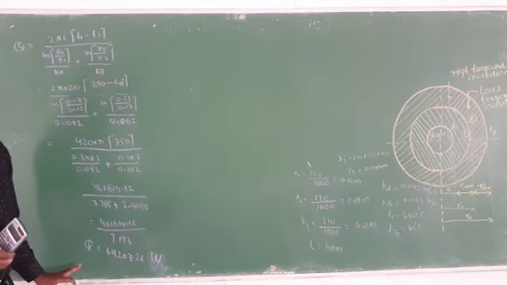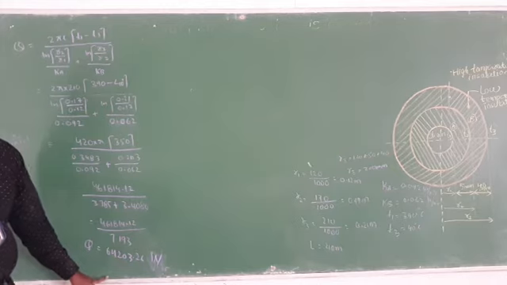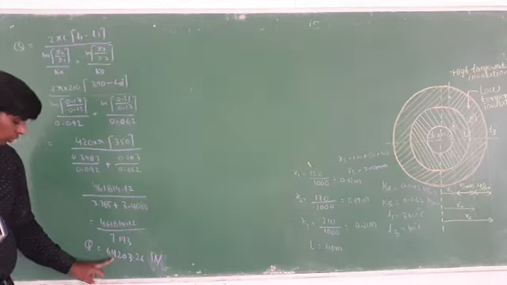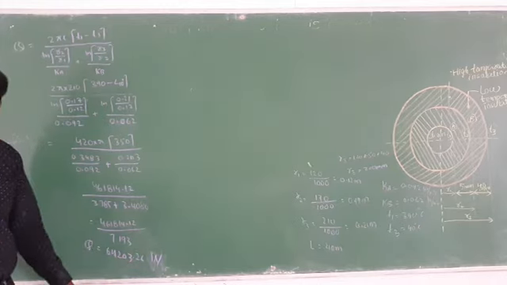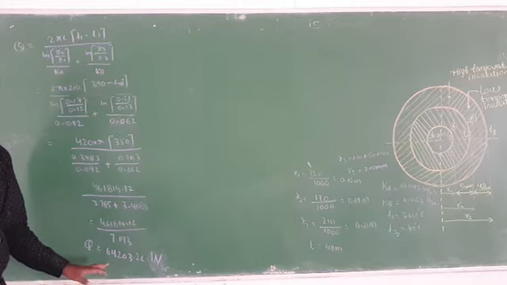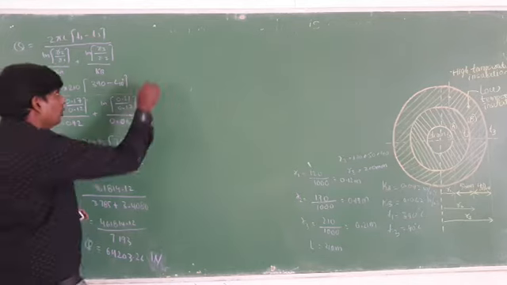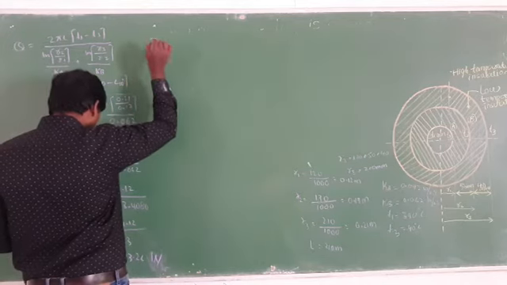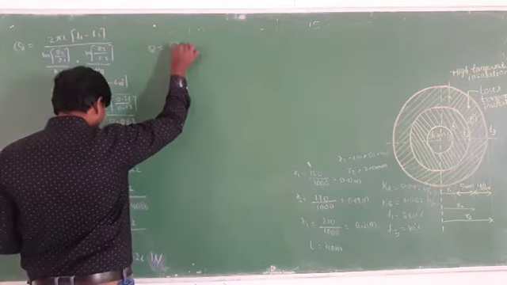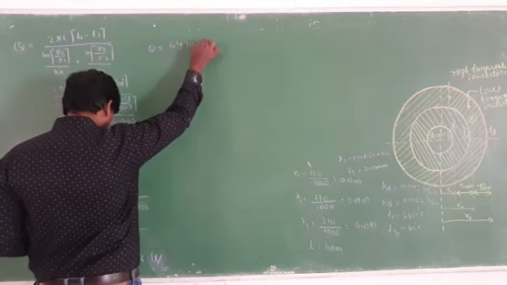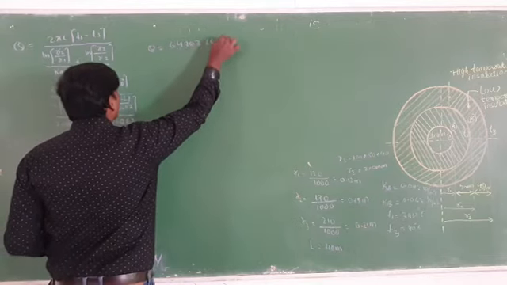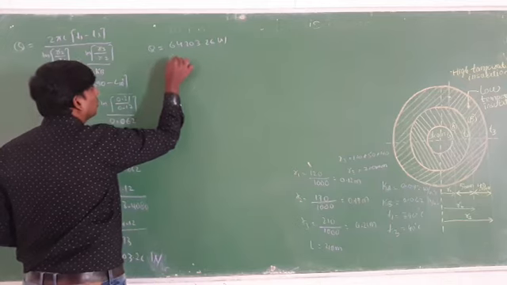After this you will get the value in watt. What is the value? 6420.36. Directly don't write kilojoule per hour. In the question it is telling that convert into kilojoule per hour. For conversion I will tell you. Q is equal to, what is given here? 6420.36, it is given in watt. So what you have to do?